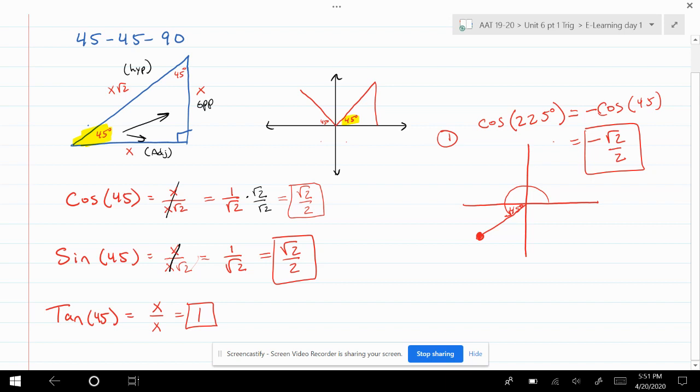So I'm going to give you a couple practice problems and you'll go through those and then check the answer key. But commit these guys to memory. This will make life a lot easier. Awesome.